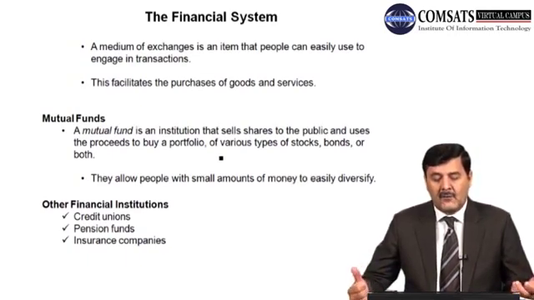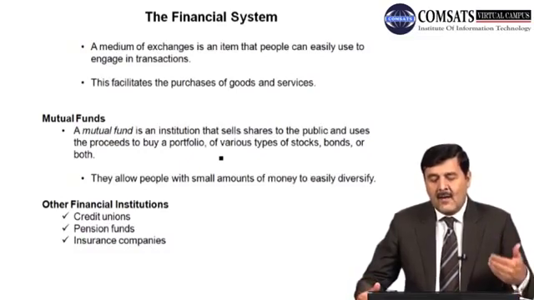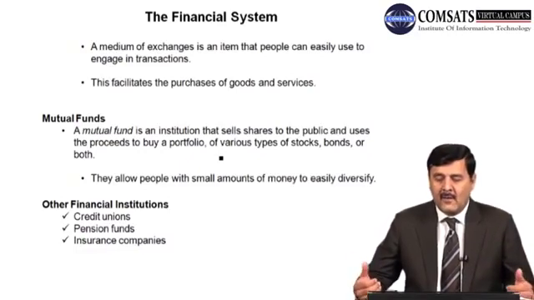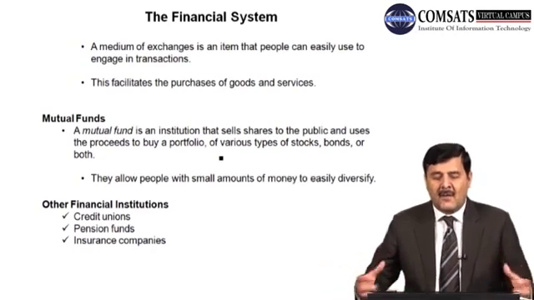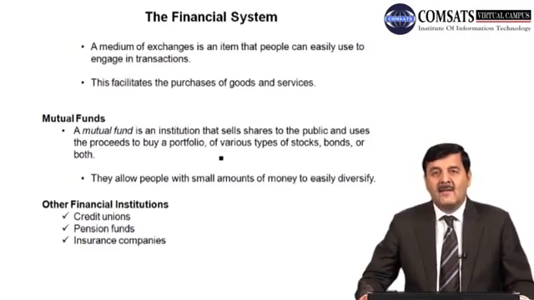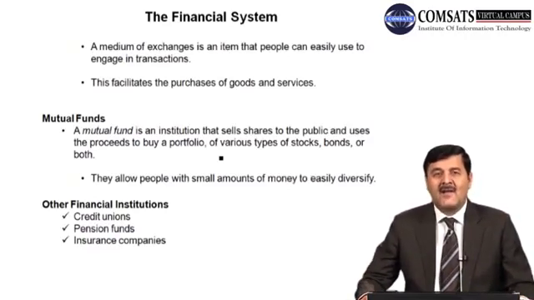A mutual fund is an institution that sells shares to people, and they use these proceeds to buy a portfolio of various types of stocks. A portfolio of many stocks, bonds, or a combination of both is possible. And this way they allow people with a small amount of money to easily diversify.